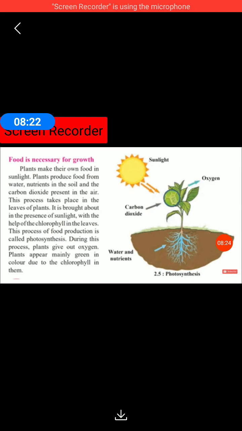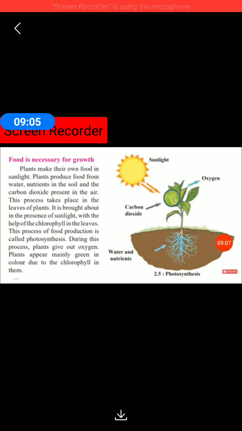Now we are going to study how food is necessary for growth. Obviously we people need food to grow up, so plants also need food to grow up. Now how does it take place? Plants make their own food in sunlight. We have studied this in our lower standard. Plants produce food from water, nutrients present in the soil and the carbon dioxide present in the air. So how does the plant make its food? With the help of sunlight, water which we put in the plant, and the nutrients present in the soil, the plant makes its own food.